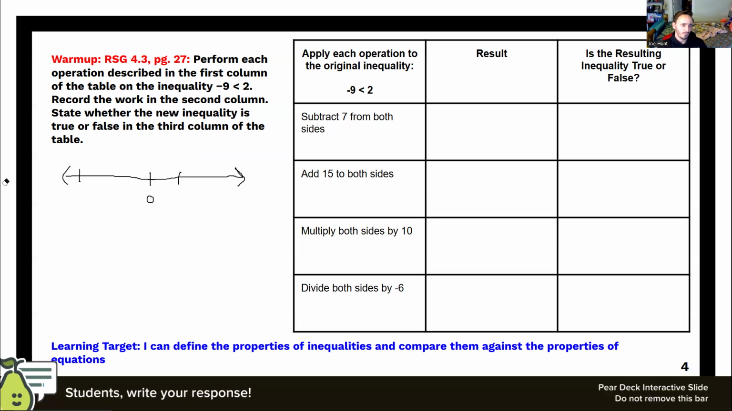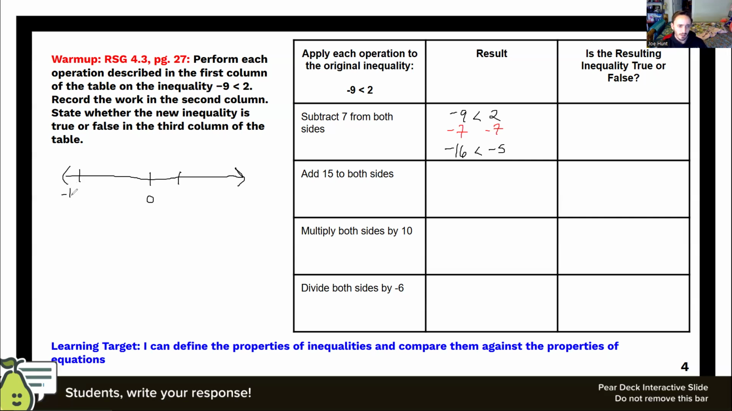All right, so as we take a look at some old stuff from our previous homework, this first thing is asking us to take the original inequality, -9 is less than 2, and subtract 7 from both sides. So from -9, I'm going to lose 7. From 2, I'm going to lose 7. And what I get out of that is a new inequality that says -16 is less than -5. What I'm interested in checking is whether that's really true or if it's false.